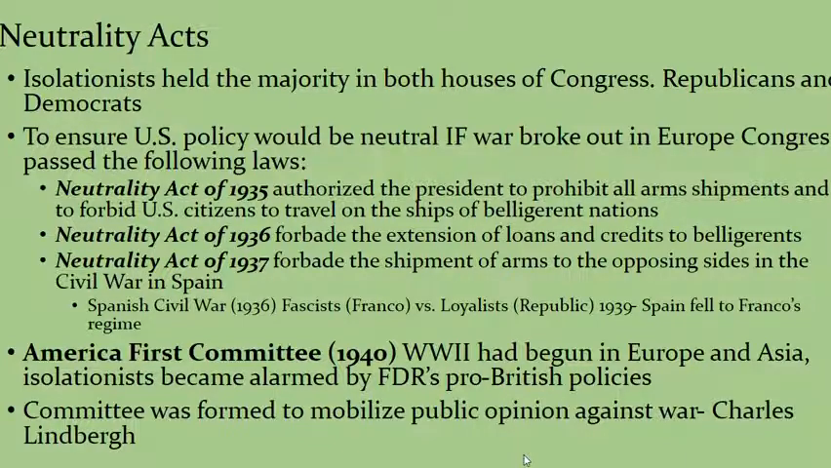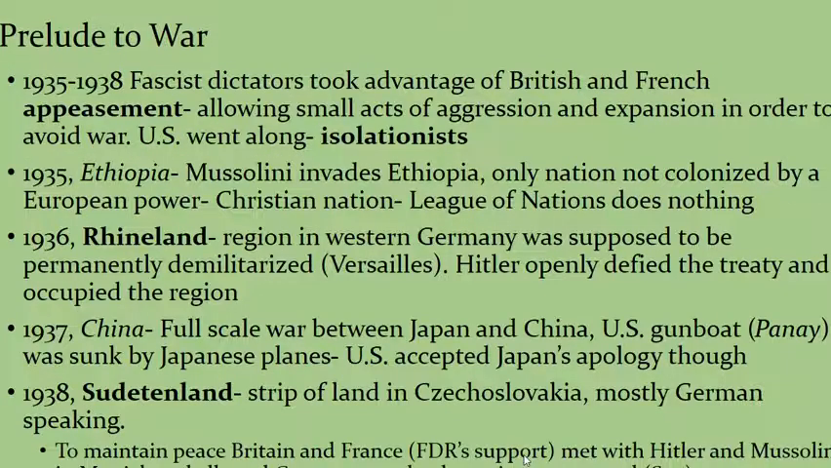So, between 1935 and 1938, fascist dictators start to take advantage of British and French appeasement. Appeasement means that they were letting Germany and Italy and Japan kind of take advantage of them a little bit, right? So they would have this small act of aggression, and then they would just say, oh, well, please don't do that again. Or they would say, oh, we're going to pass this sanction on you, but they never really followed through with anything.